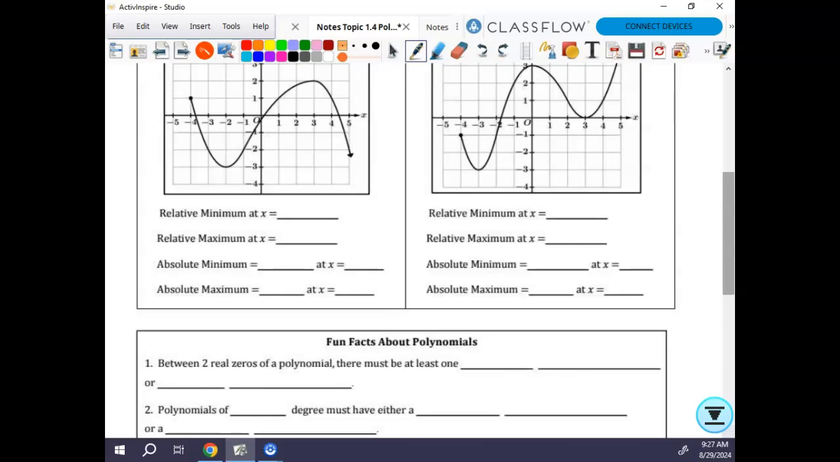All right. So on this one right here, relative minimum, Adam, -2. Is that it? Yeah? Okay. You all agree with that? Yes? Okay. Relative maximum, Logan. -4 and 3. Y'all agree with that? Anything else? All right. Good job.